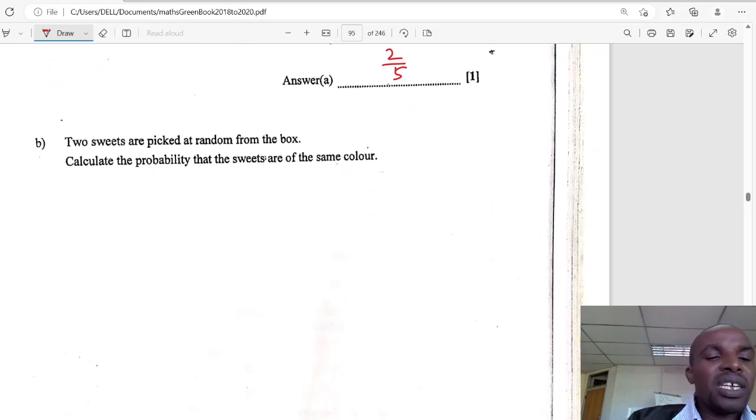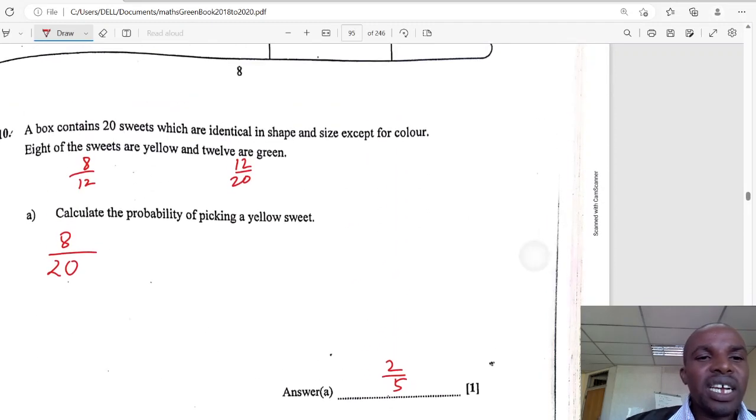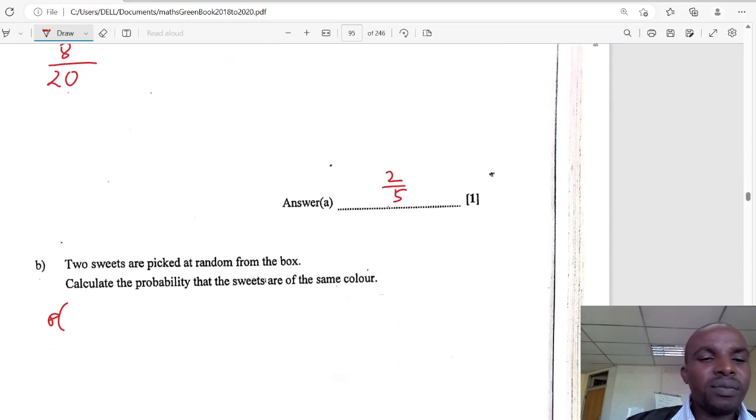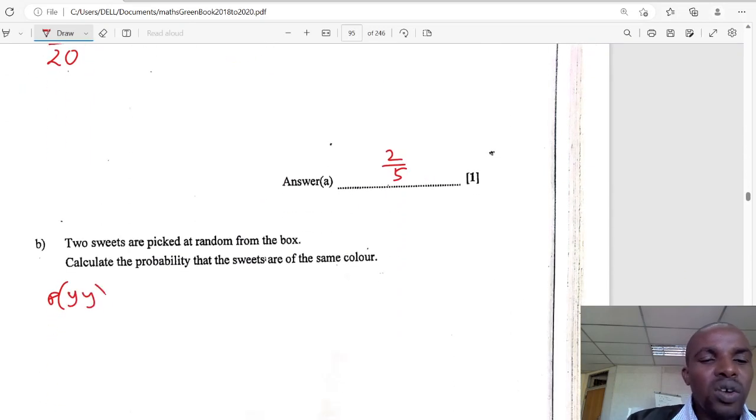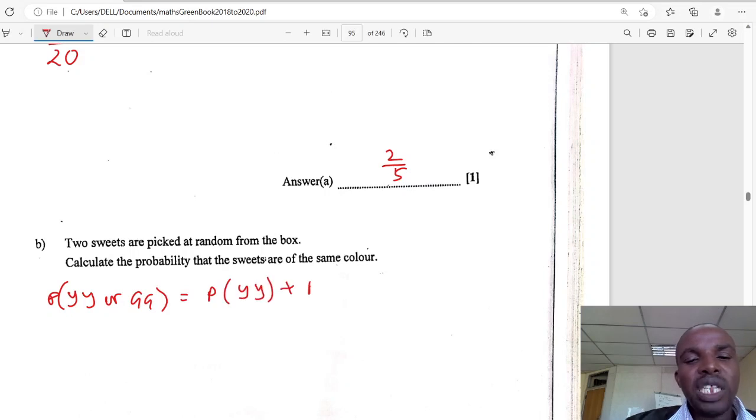So they pick 2 at random from the box. Calculate the probability that the sweets are of the same color. So of the same color, you can even use a tree diagram, right? Or you can just say probability of same color is either yellow, yellow, or green, green. Let me do it like this. Yellow, yellow, or green, green. So this one is probability of yellow, yellow, plus probability of green, green.